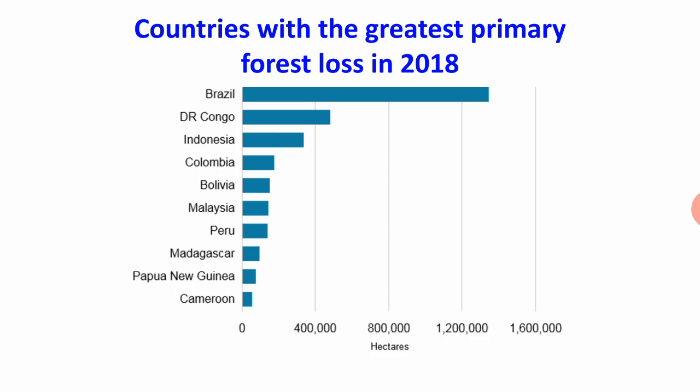So there we can see the countries with the greatest primary forest loss in 2018. The first is Brazil, because a lot of wildfire is occurring there. The Amazon and other forests are being burned out, so there are not going to be enough forest lands. Then we can see Brazil, Indonesia, Colombia. These are the lands, in hectares, where they lost the forest.